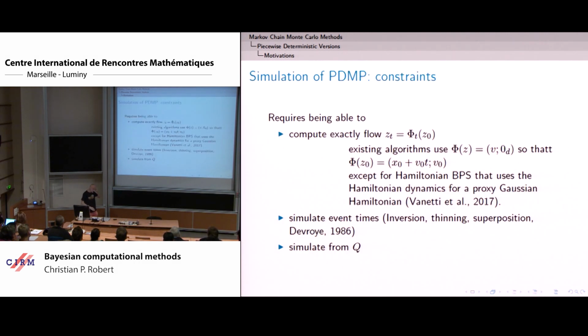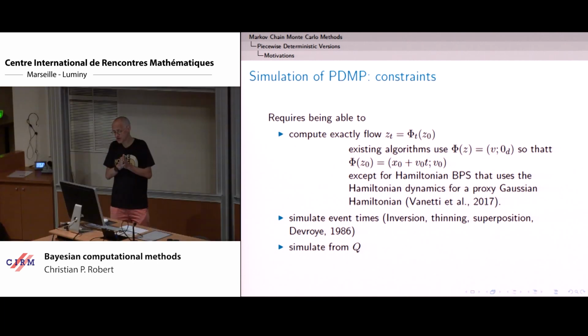And so it seems much harder to implement than, say, Gibbs or Metropolis-Hastings, because you have to produce a reasonable approximation of the ODE evolution, then simulate the event times, and the last point, usually not the hardest one, the modification being quite free. You may choose something that is easy to simulate from.